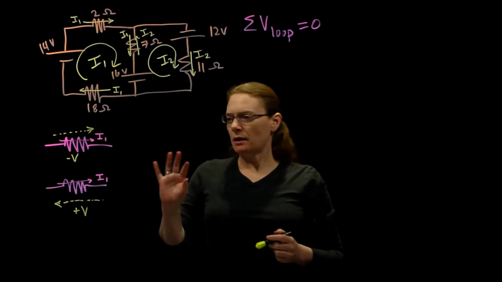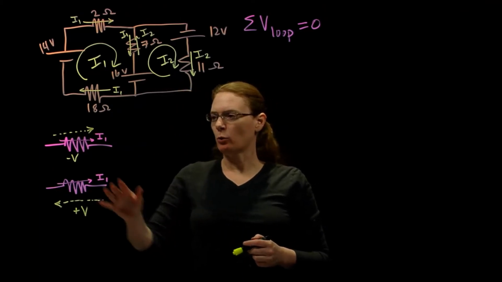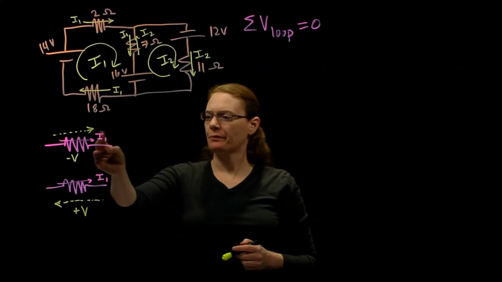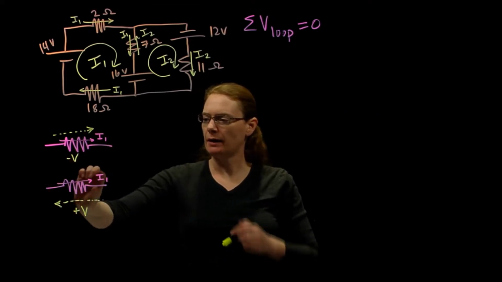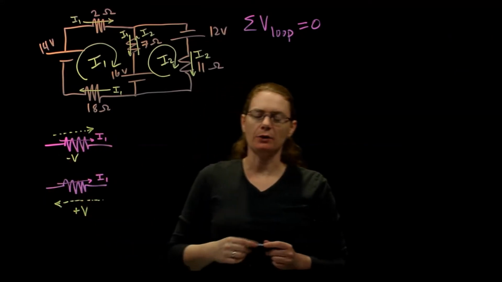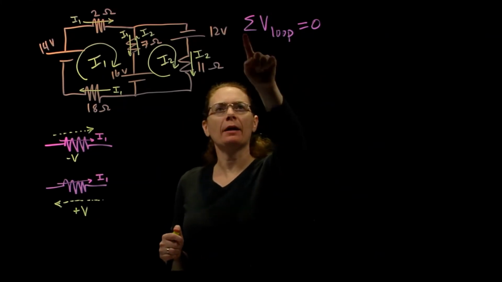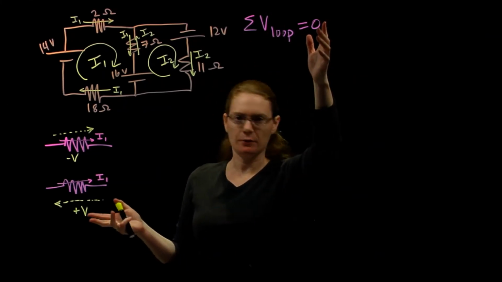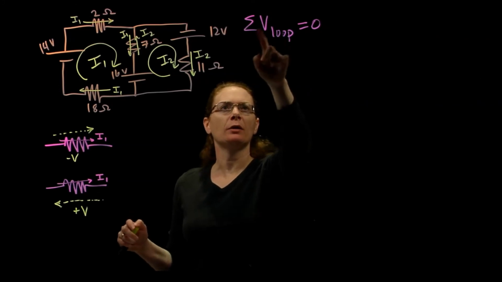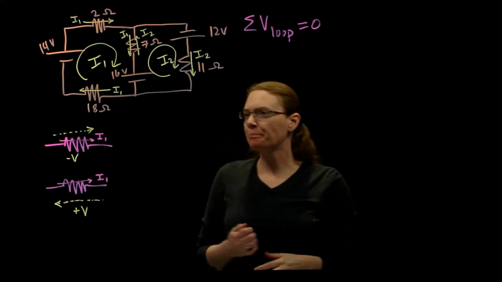That's key for Kirchoff's law problems. When you're walking with the current, it's a negative voltage. When you're walking against the current, it's a positive voltage. So what we do is walk around the loop and add up all the voltages. That's really what Kirchoff's law means: you walk around a loop, add up all the voltages, and set them equal to 0.